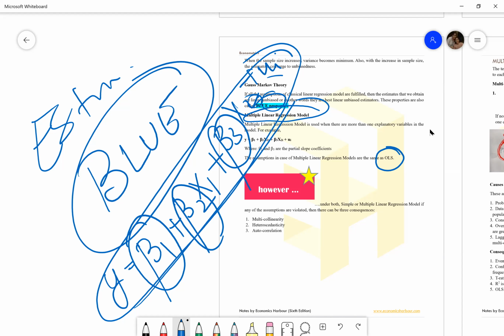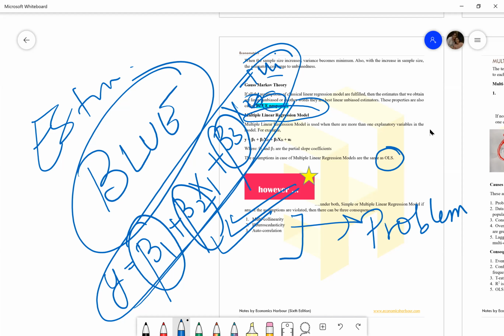But whenever any of the assumptions of OLS are violated, we can come across any of three problems, or all of them together. That is multicollinearity, heteroscedasticity, and autocorrelation. All of them are problems for your model, and if they arise in your model, you have to take corrective measures to solve these problems.